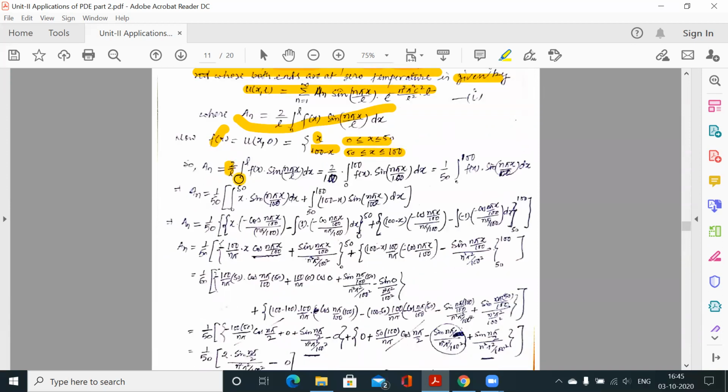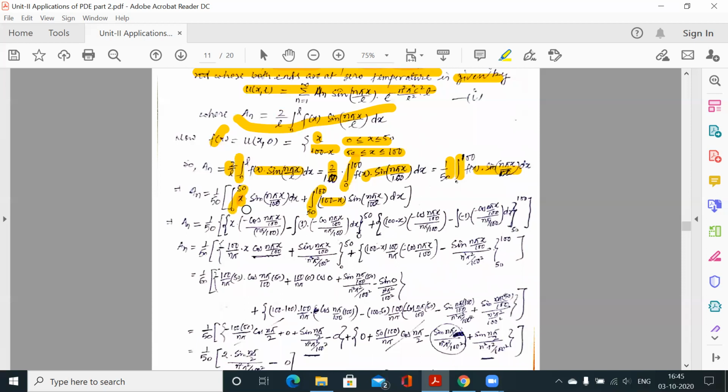So 2 by L, this is the a_n value, integral 0 to L of f(x) into sine, and now substituting the value of L. So L is 100. So 2 by 100, 0 to 100, f(x) into sine. Now what is the f(x) value? So this is 2 by 100, that means 1 by 50, 0 to 100 f(x) into sine. Now substituting the value of f(x): f(x) is x from 0 to 50, and f(x) is 100 minus x from 50 to 100.